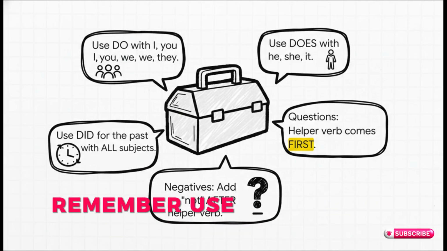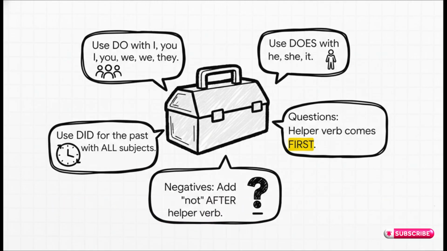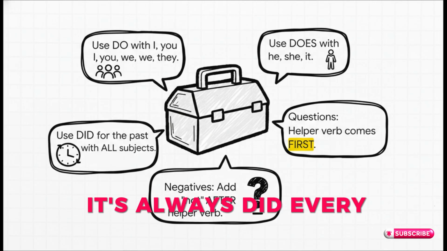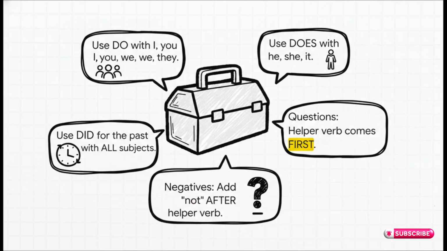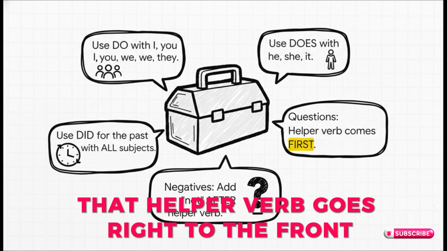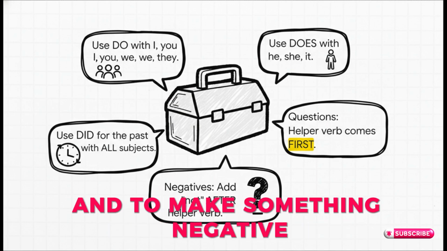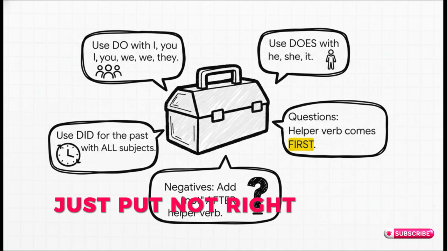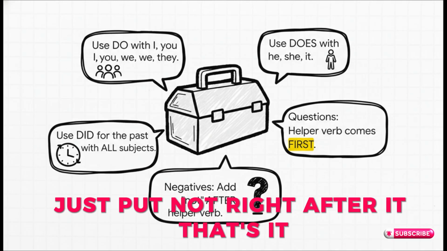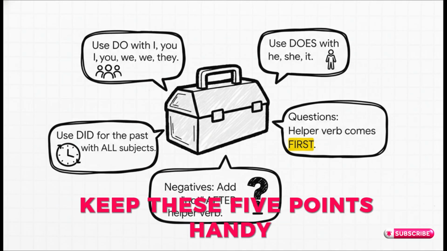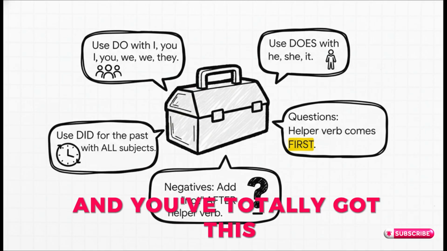Remember, use do for I, you, we, and they. Use does for he, she, and it. And for anything in the past, it's always did, every single time. When you ask a question, that helper verb goes right to the front. And to make something negative, just put not right after it. That's it. Keep these five points handy, and you've totally got this.